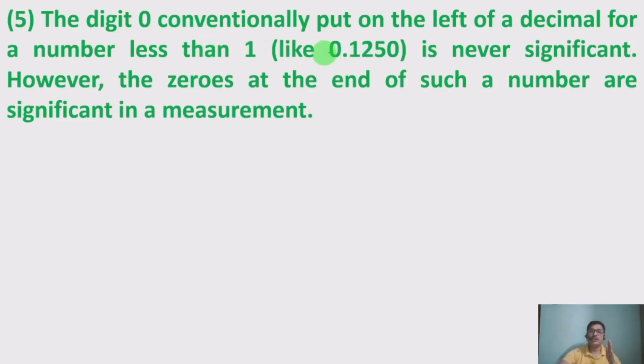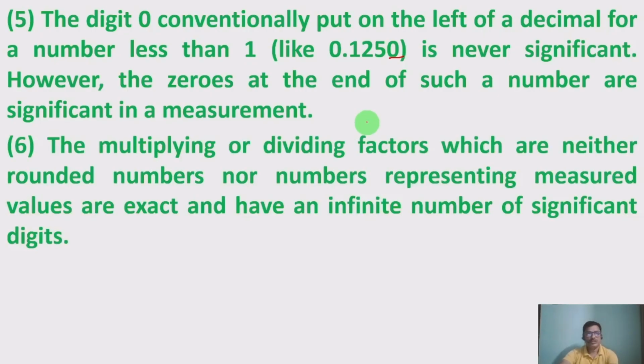Further, the fifth observation. The digit 0 conventionally put on the left of the decimal for a number less than 1, like 0.1250, is never significant. This we have already taken in the second observation. The 0 to the left of the decimal point is not significant. However, zeros at the end of such a number are significant in measurement. Zeros in the decimal number are significant, as we have taken in the previous rule.